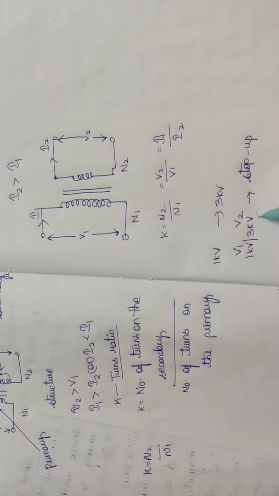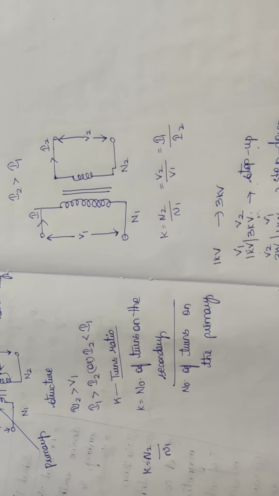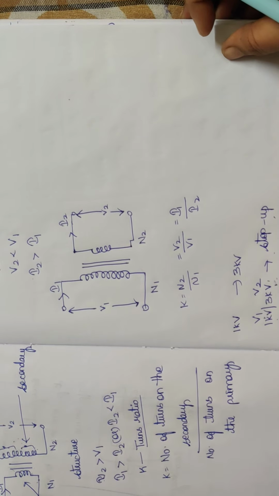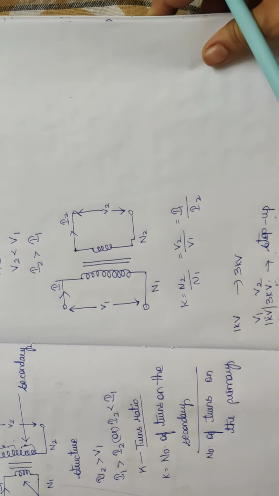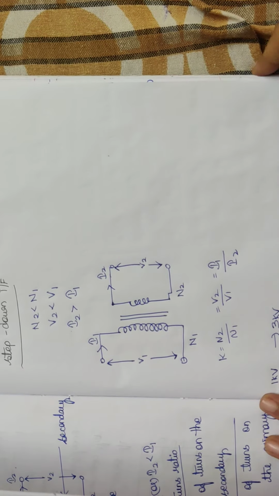Depending upon the rating of the transformer, I'll explain how we rate a transformer in a separate topic. 1 kV by 3 kV means this is your V1 and this is your V2, that is your step-up transformer. Suppose you have 3 kV by 1 kV, then this is V2 and this is V1, that is your step-down transformer. So this is about the given transformer. Next we'll take problems also, and I'll explain how we determine these things in the problems.